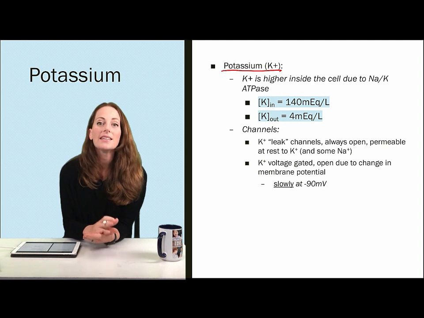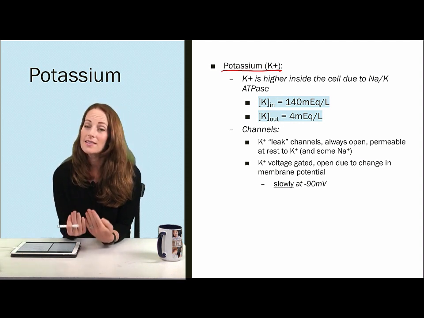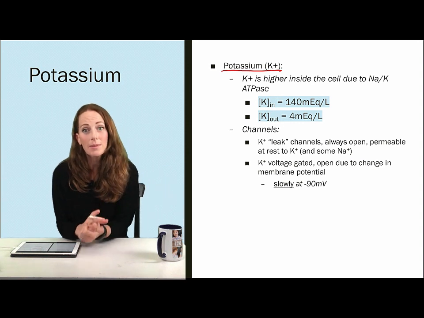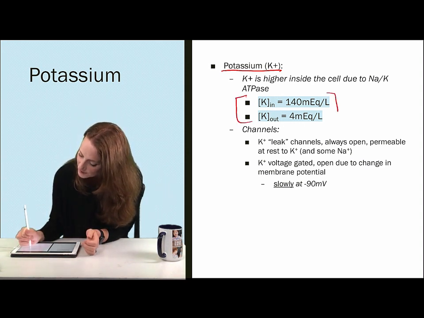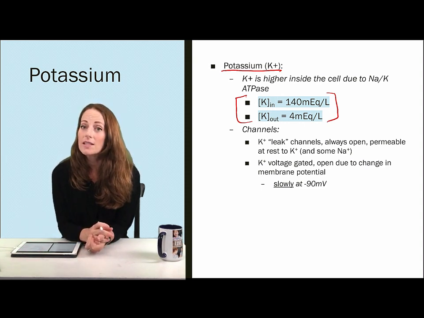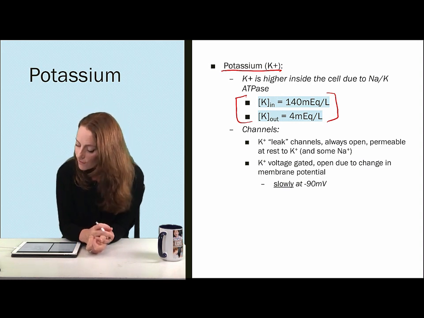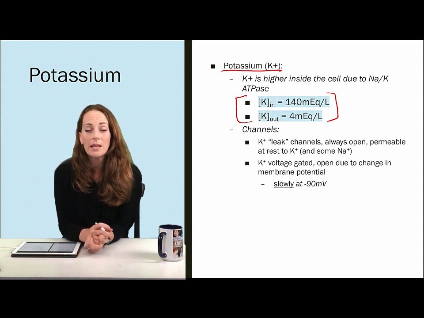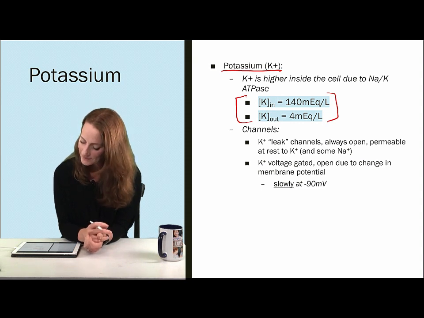So, potassium. Potassium is always higher inside the cell compared to outside the cell. Why? Because of the sodium-potassium pump. The values given in the Guyton textbook are about 140 milliequivalents per liter inside the cell and 4 milliequivalents per liter outside the cell. Remember those. We're going to use those in our calculations in just a few minutes.